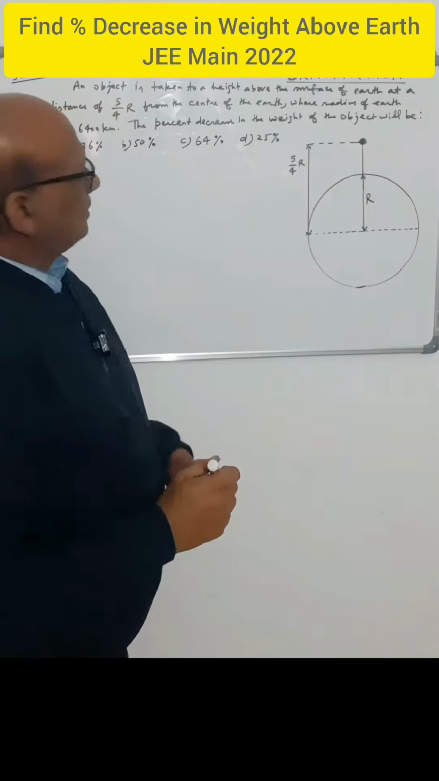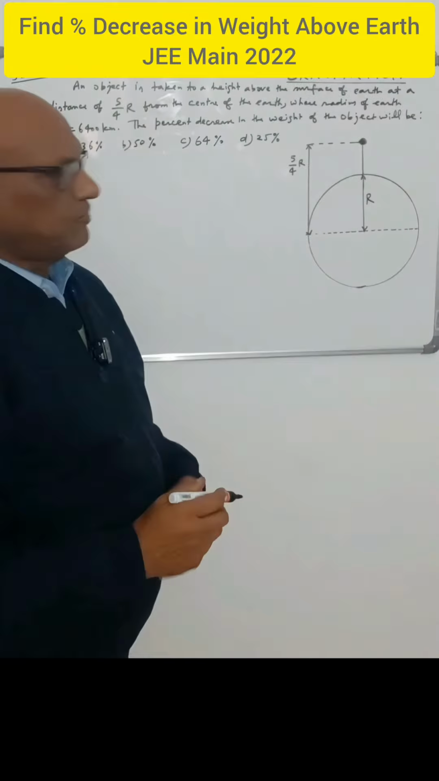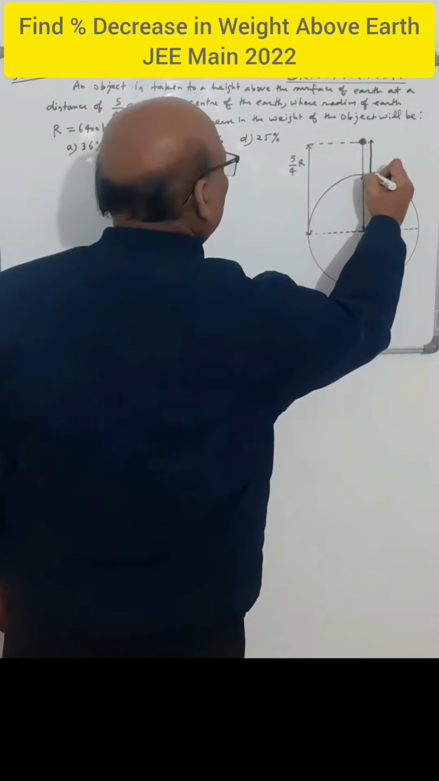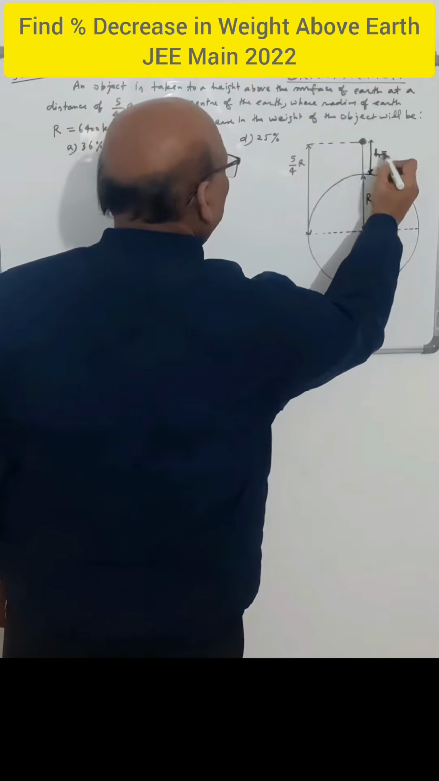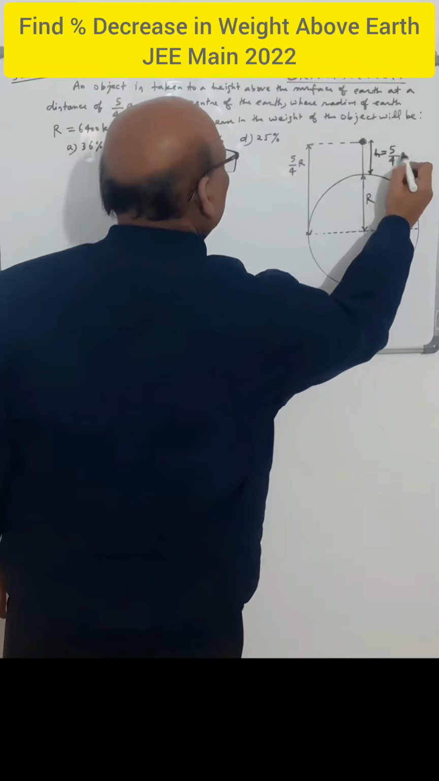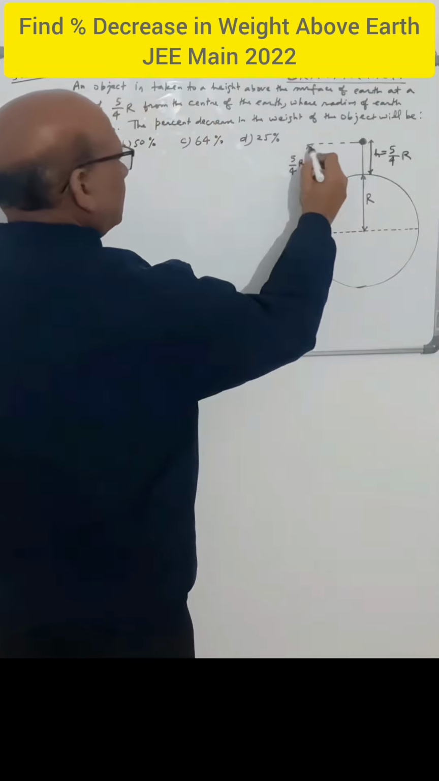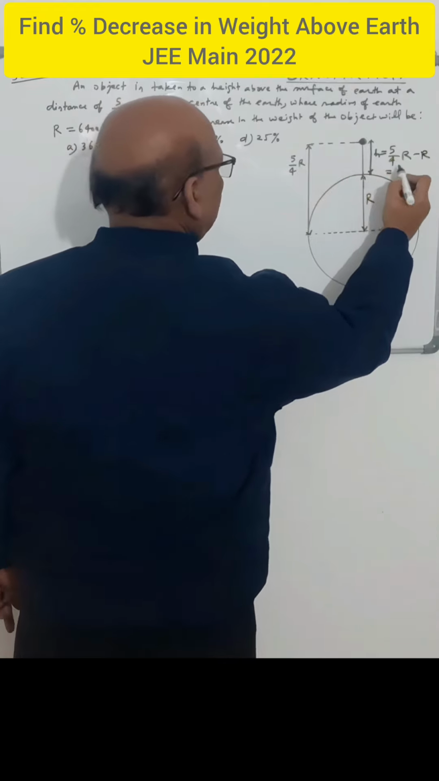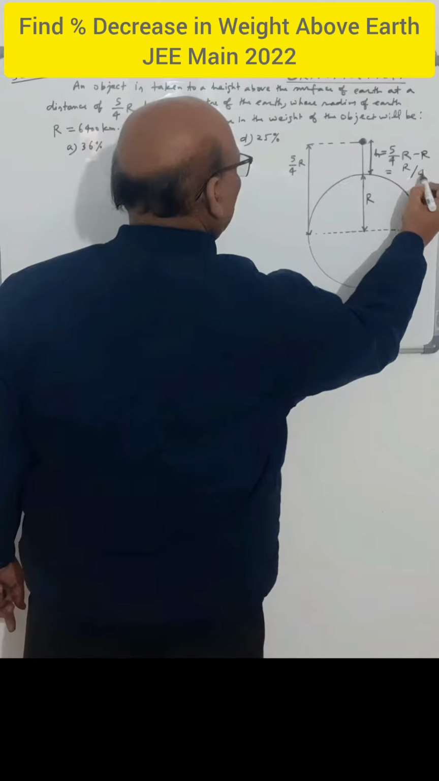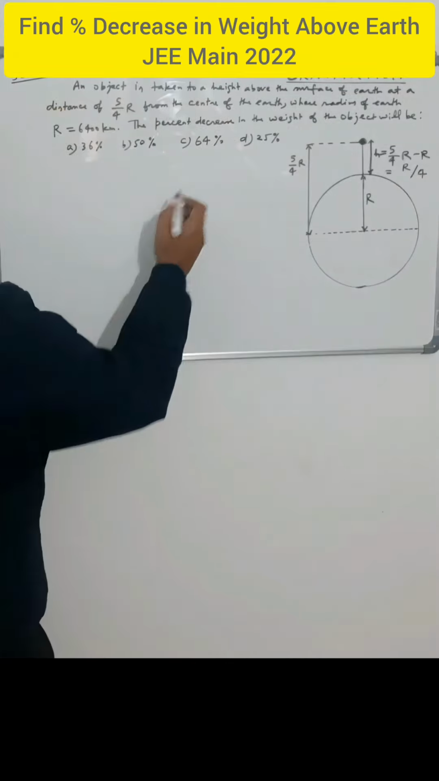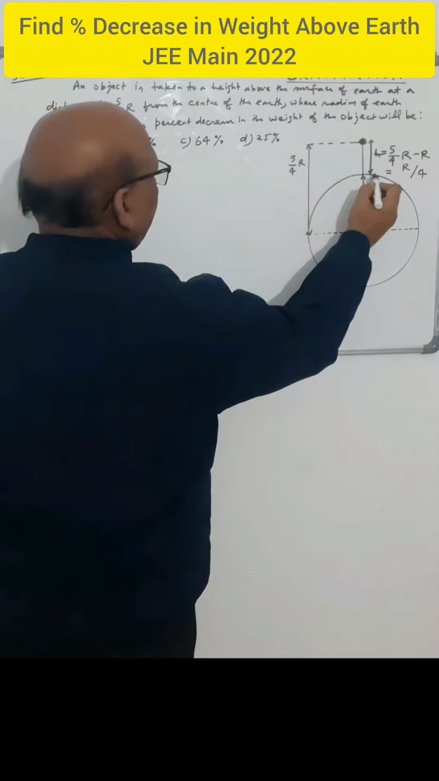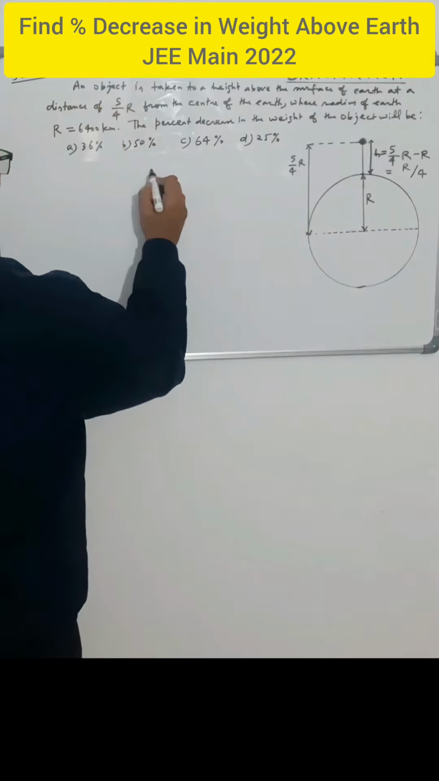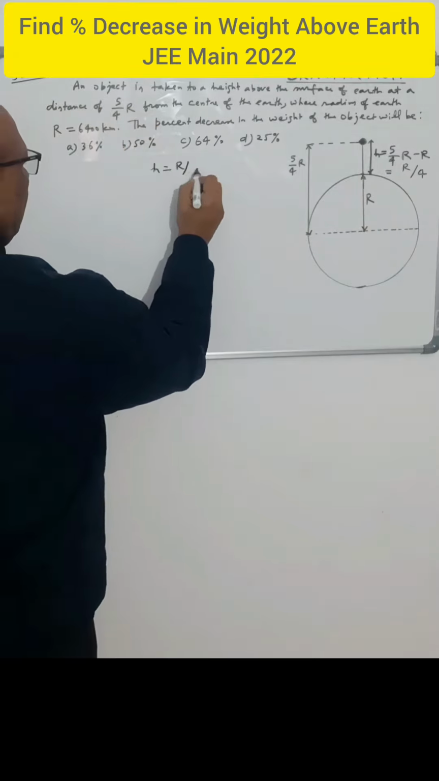So the percent decrease in the weight will be the same as the percent decrease in the value of g at this height. The height from the surface of the Earth: this h will be equal to 5 by 4 R, that is the distance from the center of the Earth, minus the radius R, which is the height of the object from the surface of the Earth. So this will be R by 4. Now we have to find the value of g at a height R by 4 from the surface of the Earth.